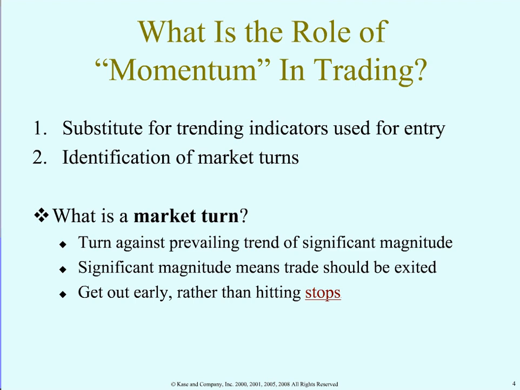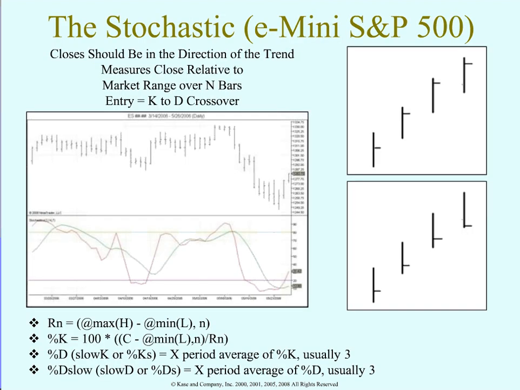So let me repeat that. A turn against the prevailing trend of significant magnitude, and the way that we measure significant magnitude is by using standard deviations of range. And we're going to talk about that. But the bottom line, for those of you who don't want to get bogged down in the math, is that we use statistics to figure out what's significant in terms of a market turn.